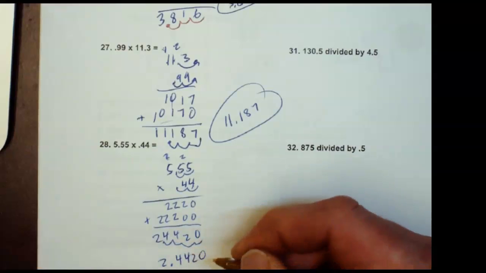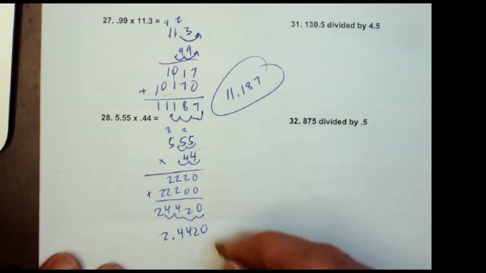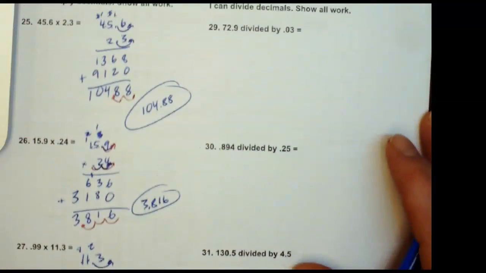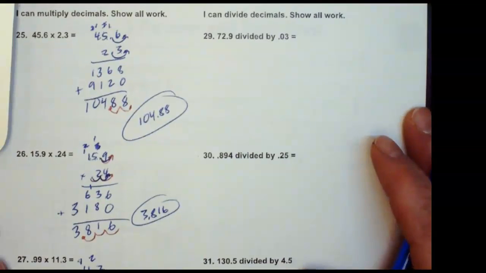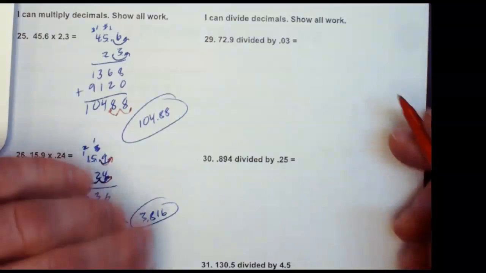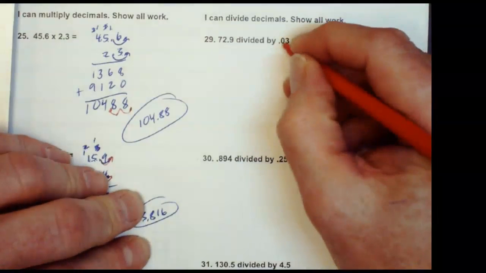2.4420. We can shorten that because we can drop this trailing 0 to just 2.442. Okay, now we'll go ahead and do the division. 72.9 divided by 0.03. Well, this is the number we have to be concerned with.